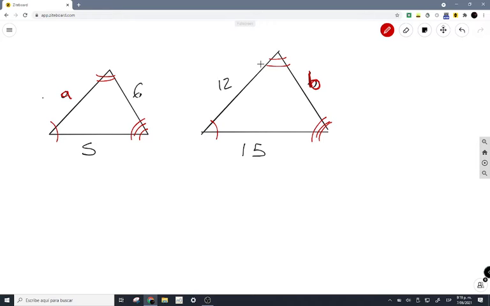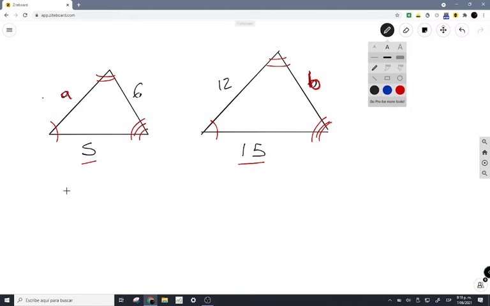So my recommendation for this type of exercise is that you begin with the big triangle, because that way it will be easier. It doesn't mean that starting with the small triangle is not possible. Of course it is going to be possible, but it's generally easier if you begin with the big one. Like here, let's begin with this side and its corresponding side.